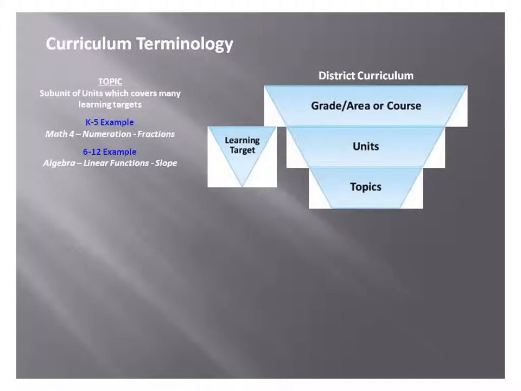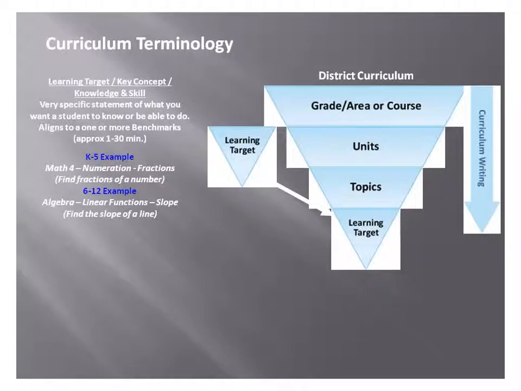And as we proceed, then we add on the topics that fall within each of those units. So again, those are like subunits of units that cover the learning targets that you've established. And so again, it proceeds to give you a further example on that numeration unit. We'd get deeper into it with fractions, or if we're dealing with the 6-12 example of the linear functions, which were the unit, now focusing closer on slope or rate of change.